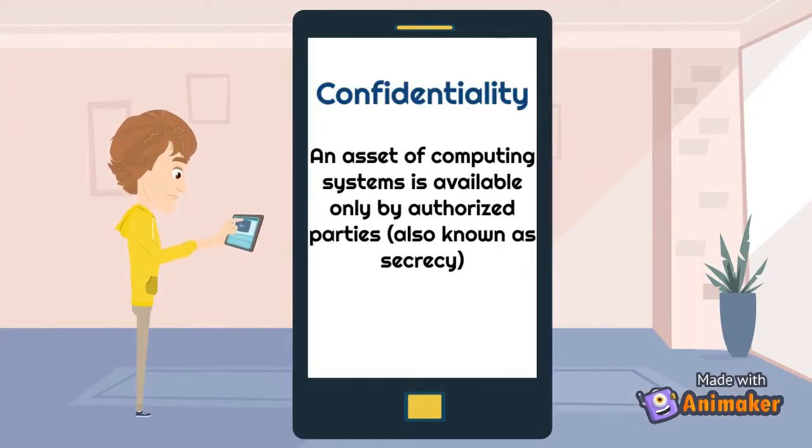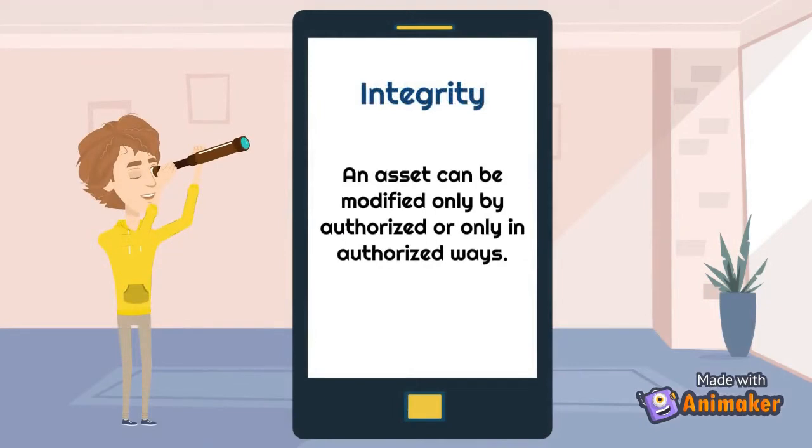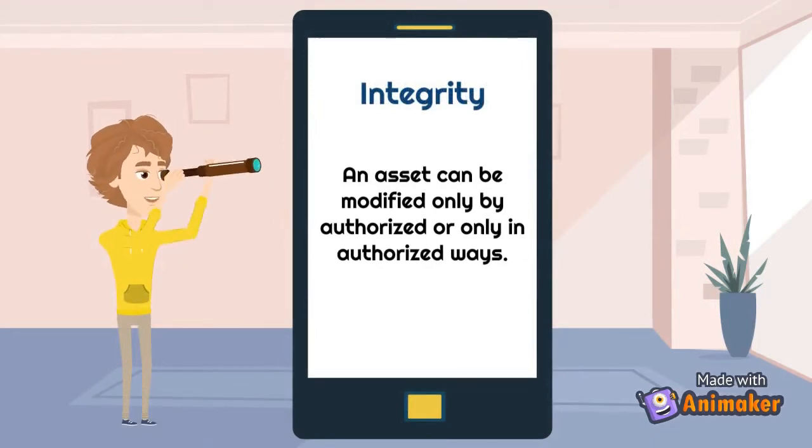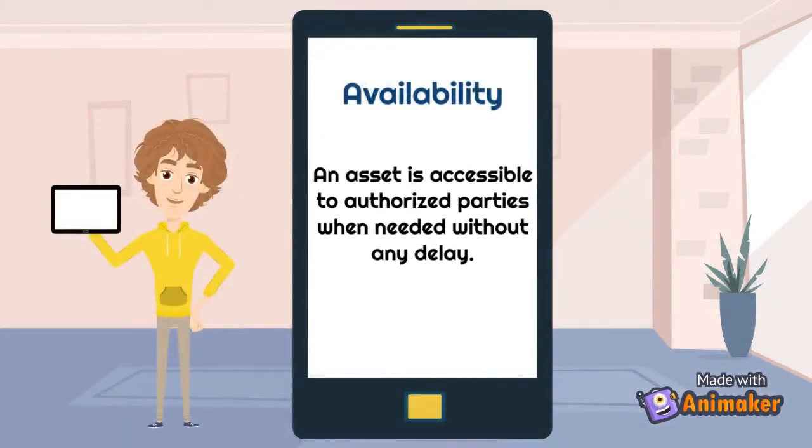Confidentiality is when an asset of a computing system is available only to authorized parties, also known as secrecy. Integrity is when an asset can be modified only by authorized parties or only in authorized ways. Availability is when an asset is accessible to authorized parties when needed without any delay.